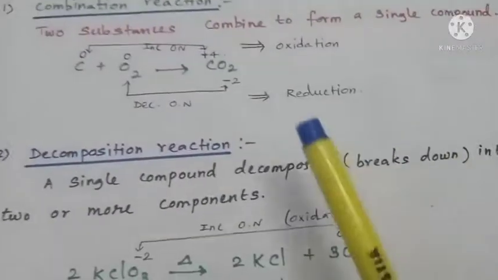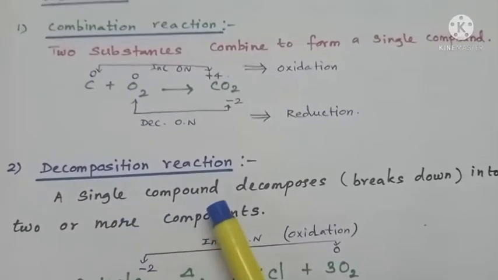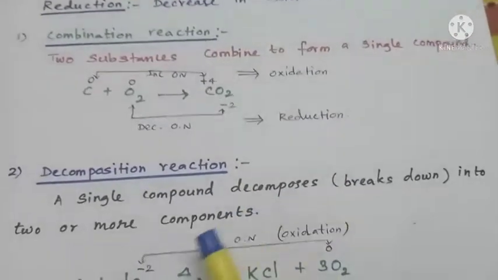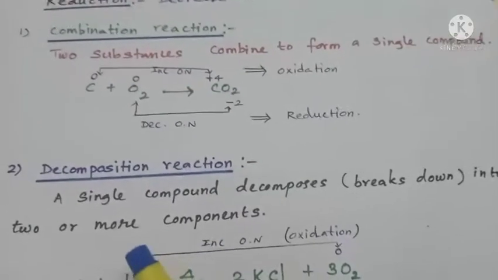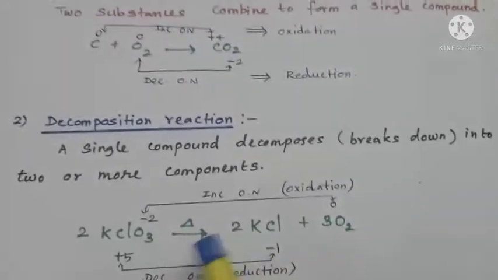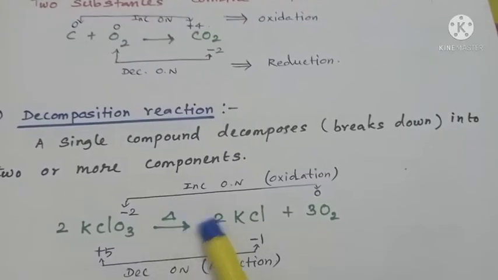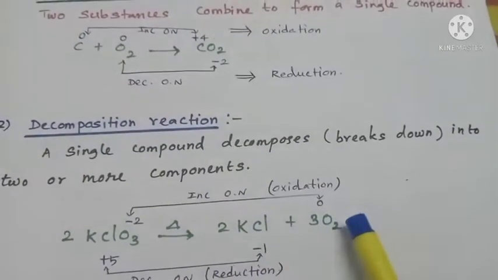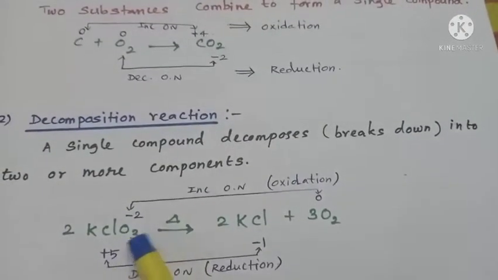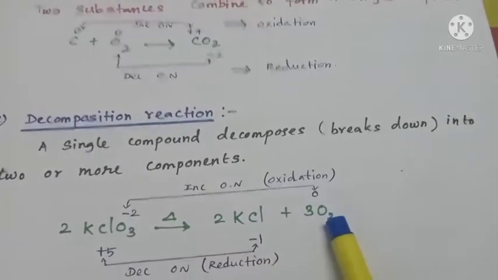The second one, decomposition reaction. A decomposition reaction is one in which a single compound breaks down, or decomposes, into two or more components. So in decomposition, one compound breaks into two or many. Now let us see one example for that. 2KClO3 on thermal decomposition, heating, gives 2KCl plus 3O2. KClO3 is potassium chlorate. On heating it undergoes thermal decomposition giving potassium chloride, KCl, and oxygen gas.